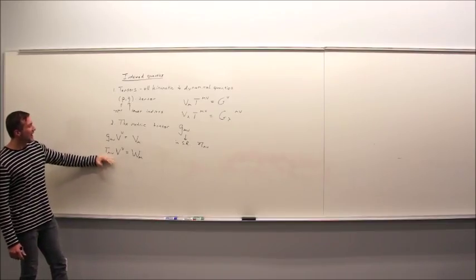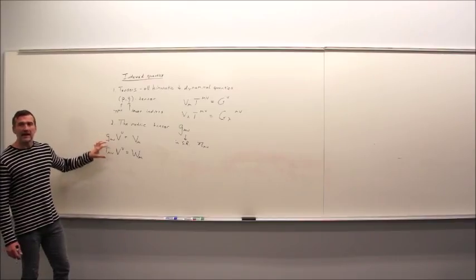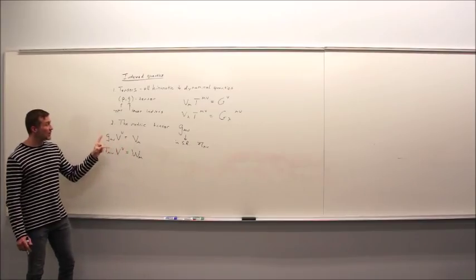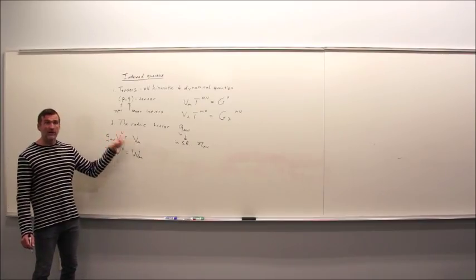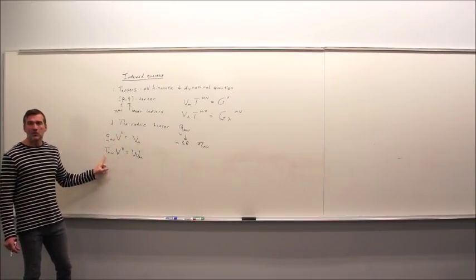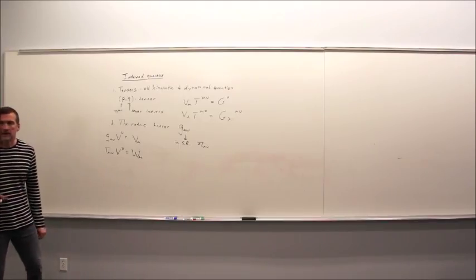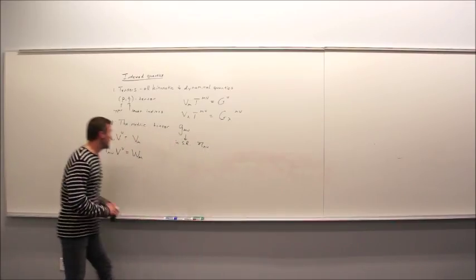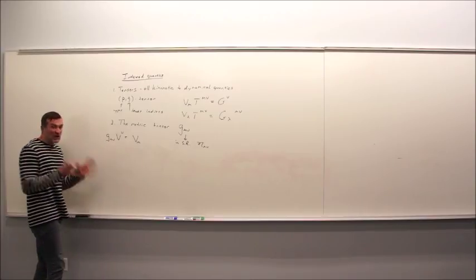But anyway, even though this index-wise seems to be playing the same thing, this is the key distinction. When we use the metric to lower an index, we keep the same label. This is the dual vector corresponding to this vector. If we try that trick with an arbitrary tensor, we should just give it a different label because it's genuinely a different object.